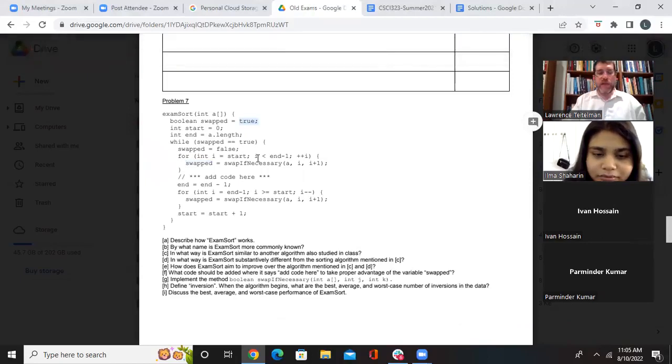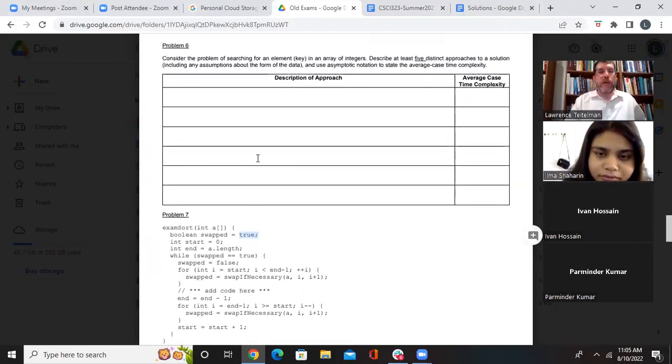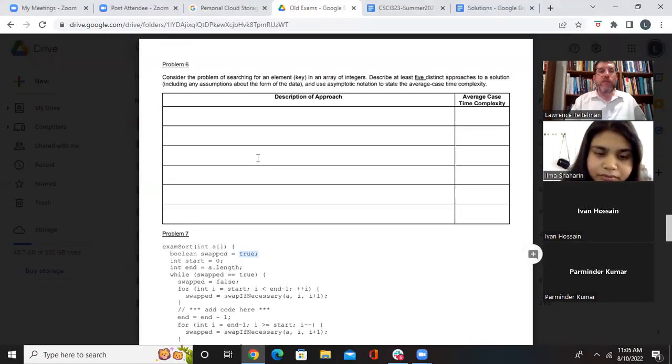Okay, define inversion. Everyone know what inversion is? When you have a pair of elements where the first one should be smaller than the second one, but the first one is actually larger, right? So they're out of order. All right, let's go back to problem 6.